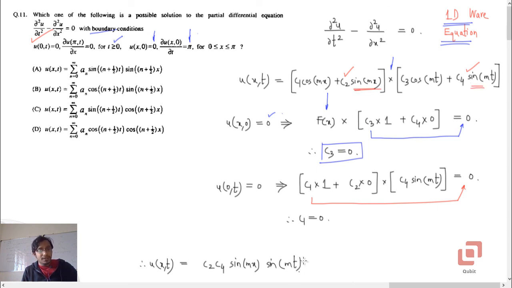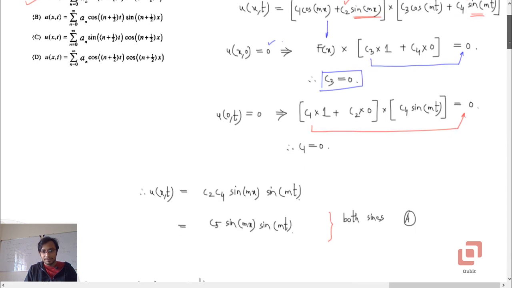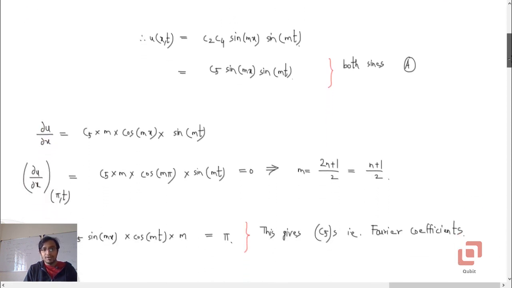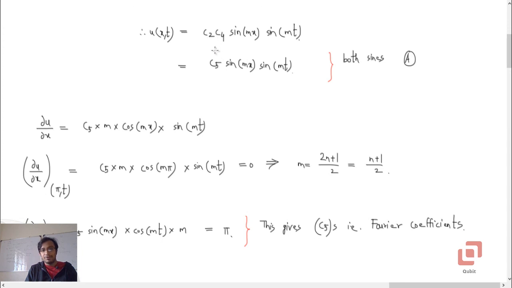Now you observe that out of the 4 options that we have, only the first option has both sines, isn't it? So this is enough evidence to select option A, but we are not yet complete. We would like to proceed further and indeed check whether it is (n + 1/2). Okay, so to do it, we'll consider the other conditions which we have not yet used. Fine. First thing is, I'm going to call c2 into c4 as c5.